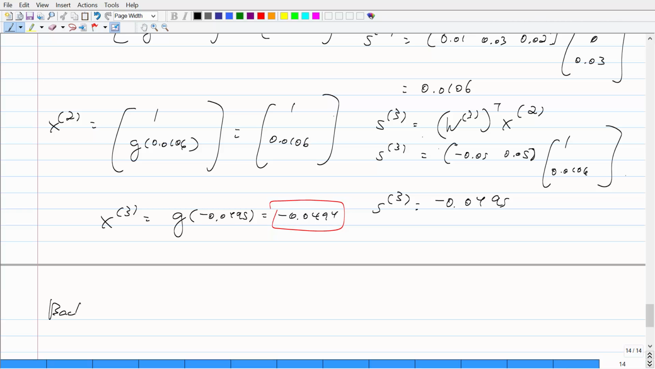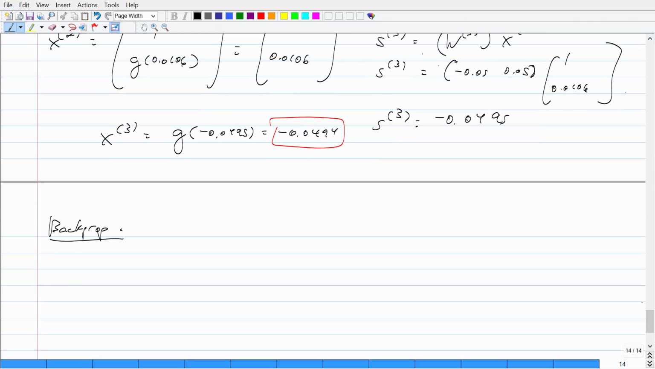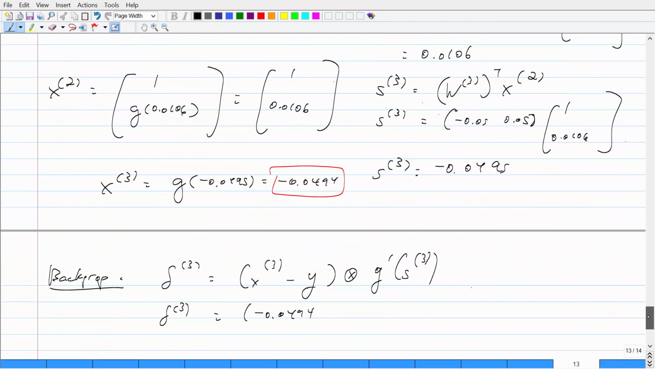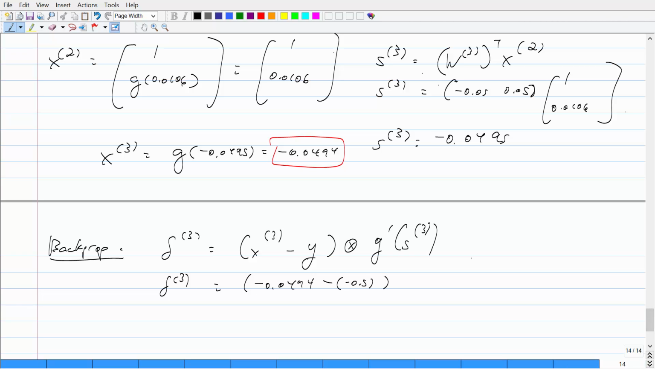We go to back propagation now. When you do back propagation, you always start with the output layer first, and then you chain back towards the input layer. So the last layer is equal to the predicted output, subtract the training example output, the expected output, and then you multiply this element-wise by the derivative of the inputs into the current output layer. In this case, we see here that this is minus 0.0494, and the expected output was minus 0.5.